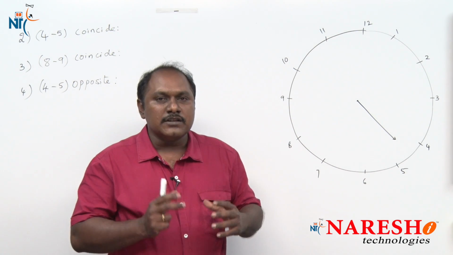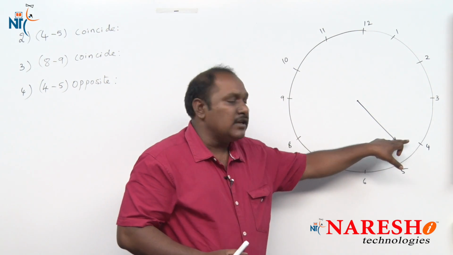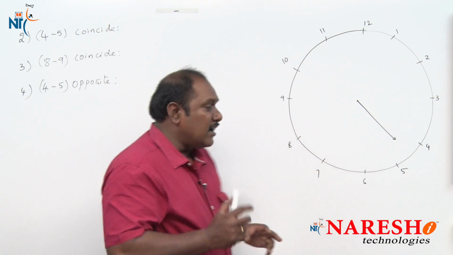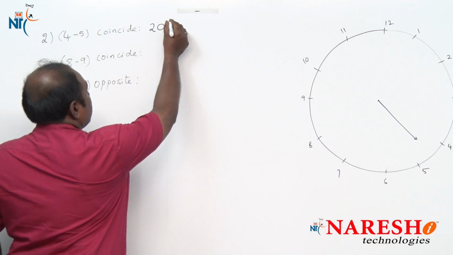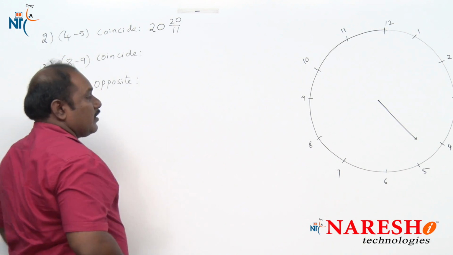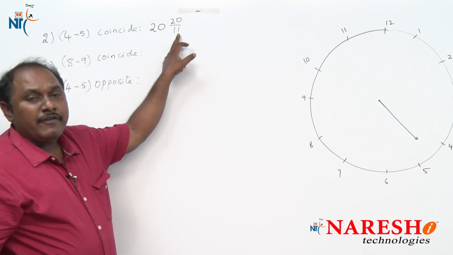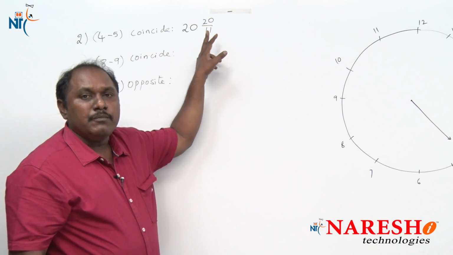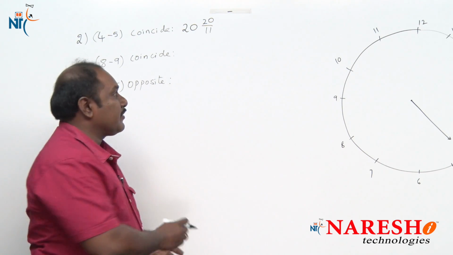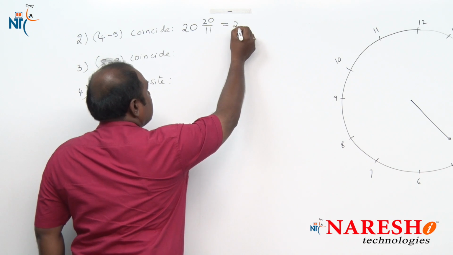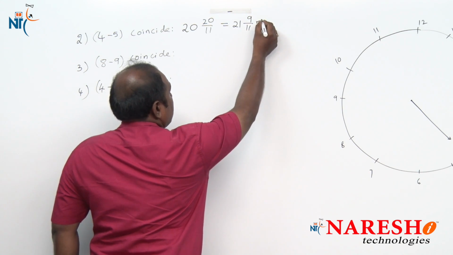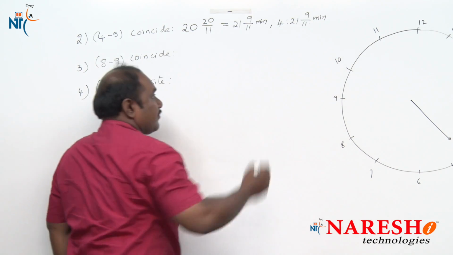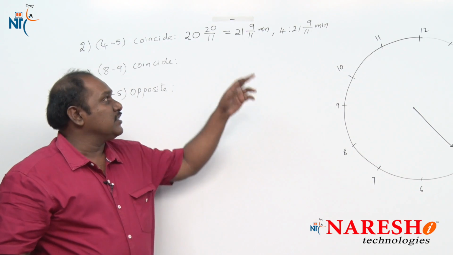Now, the method to tell the answer for this. In this 4 and 5, what is the smallest number? 4. 4 represents how many minutes? 20 minutes. So, my answer will be directly 20 by 11. Now, this 20 by 11 is an improper fraction which needs to be converted into a mixed fraction. If I convert 20 by 11 into a mixed fraction, it is 1 9 by 11. Add that 1 to this 20, so your answer becomes 21 9 by 11 minutes. So, at 4, 21 9 by 11 minutes, they coincide. Now, you can see the answer without using a formula.